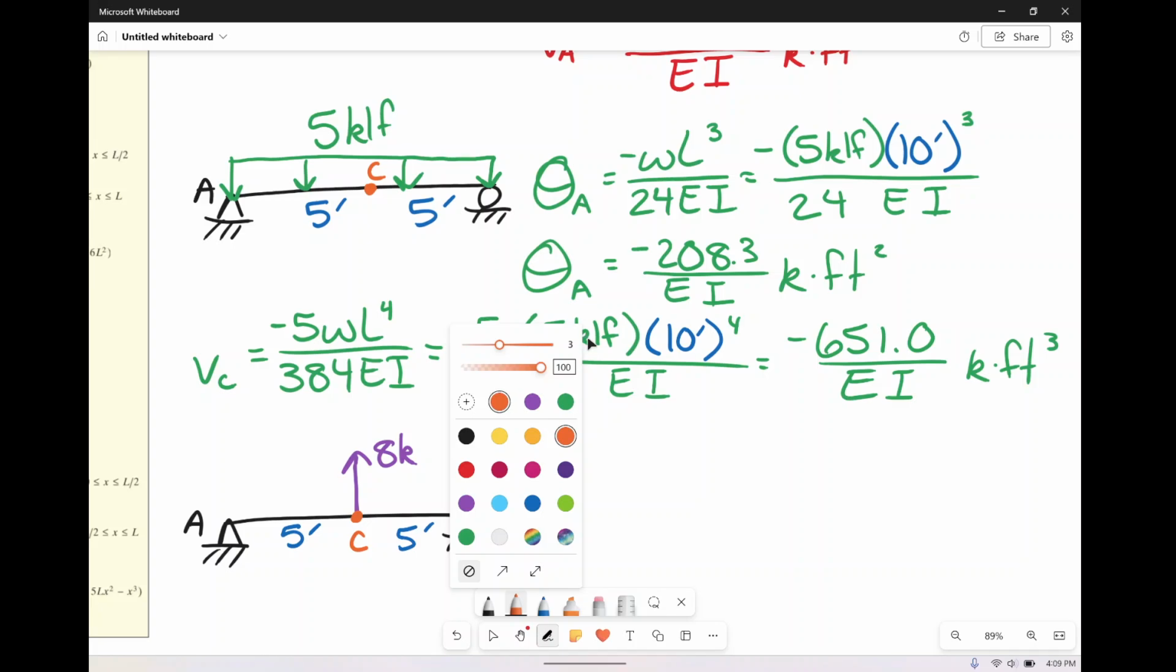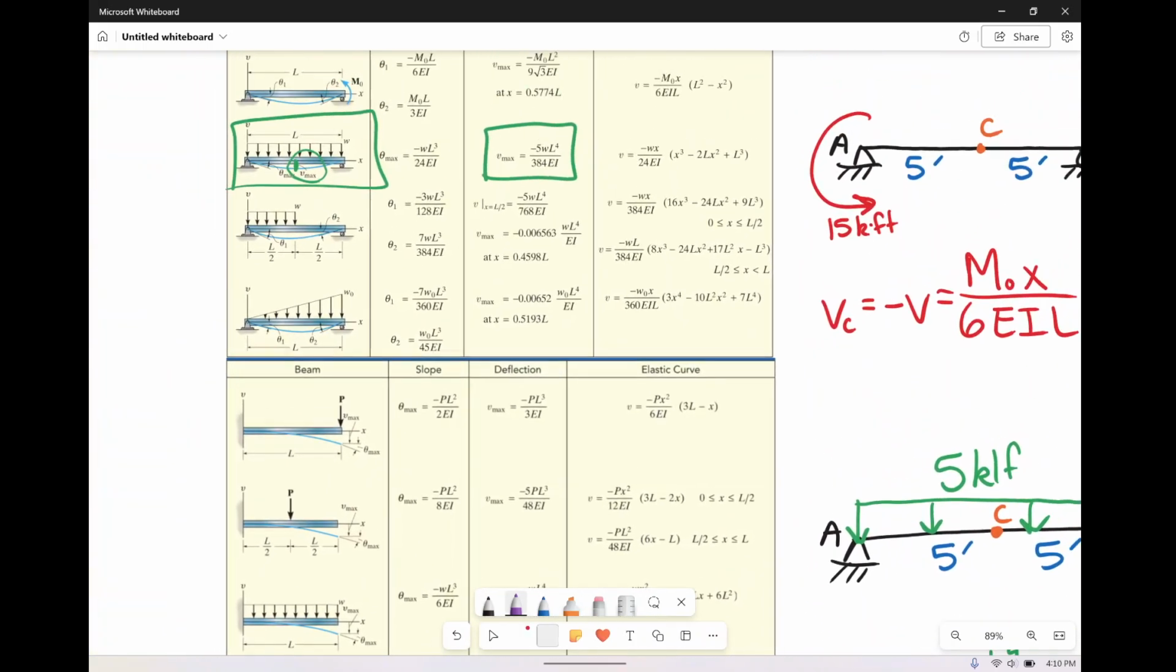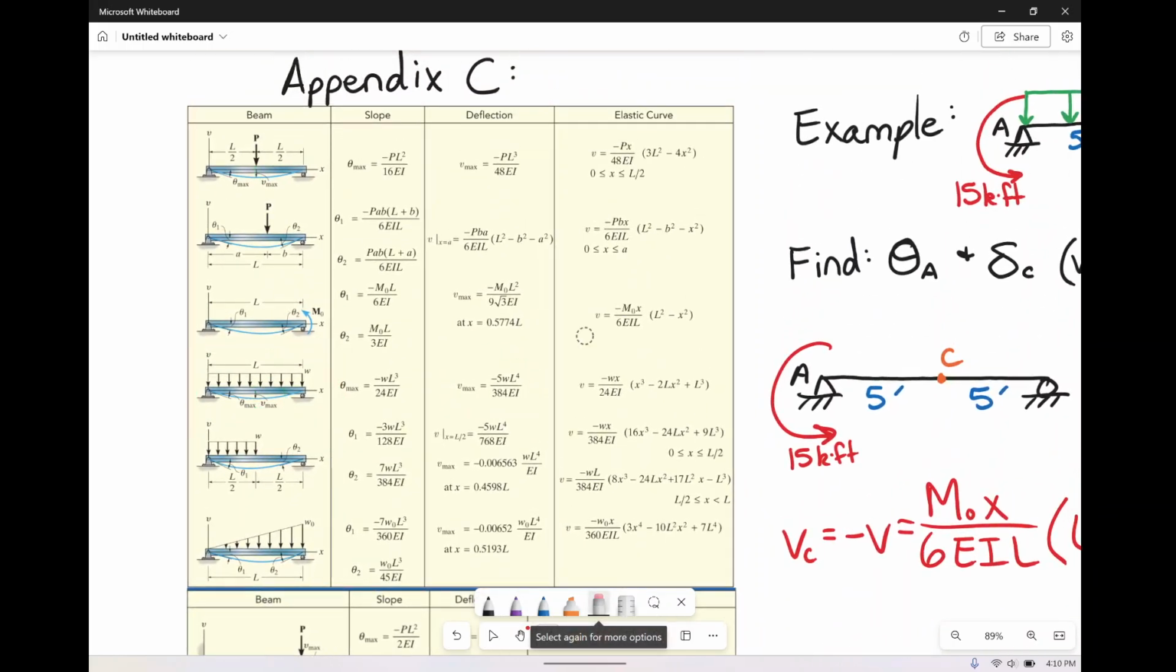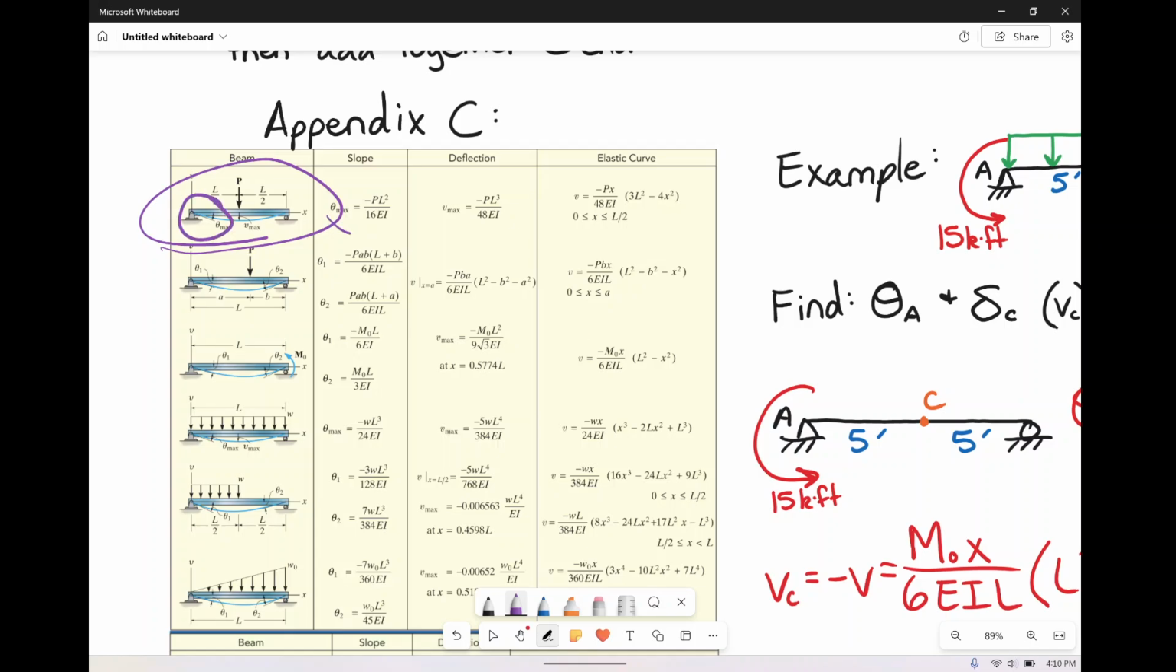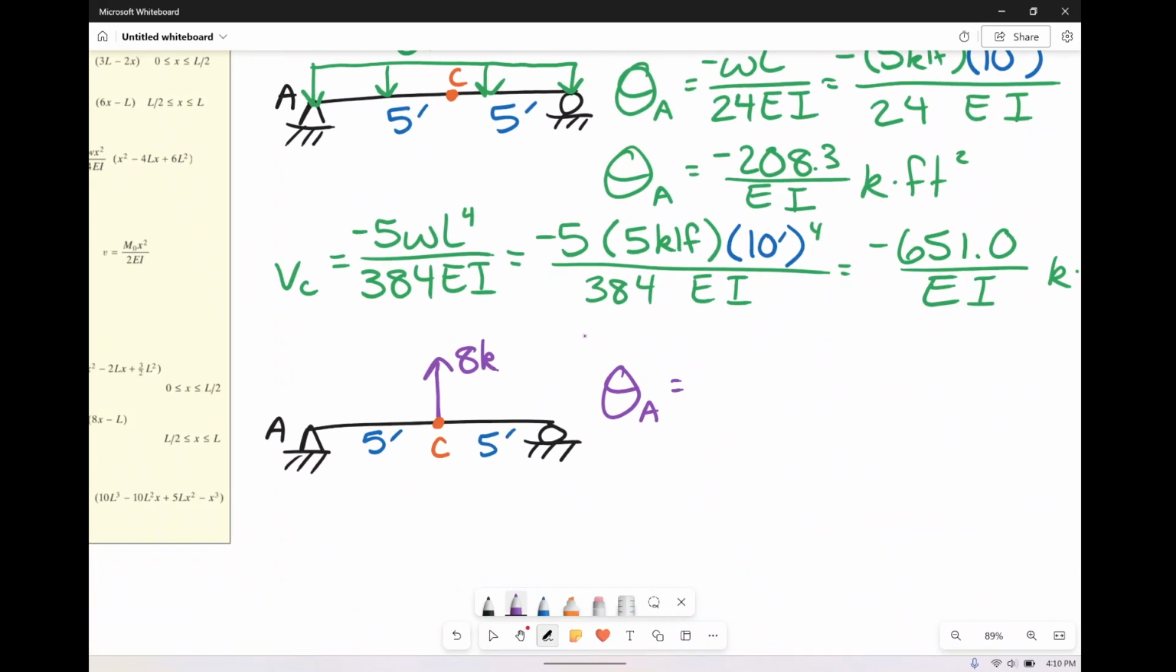So this time, if I want to find slope at A, let's check which situation we have. This time, we have it at the center, this one right here. So again, slope at A, over here at the end, we're at theta max. So theta max is minus PL squared over 16 EI. However, because our load is actually going up instead, we need to flip the sign. So our theta A is a minus their theta max, and so we get a positive PL squared over 16EI.